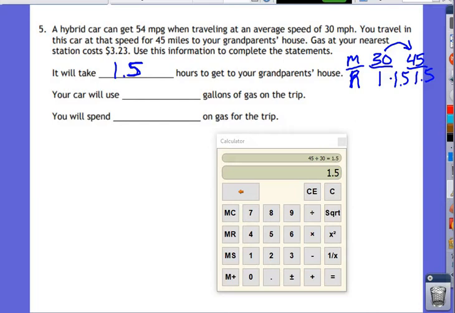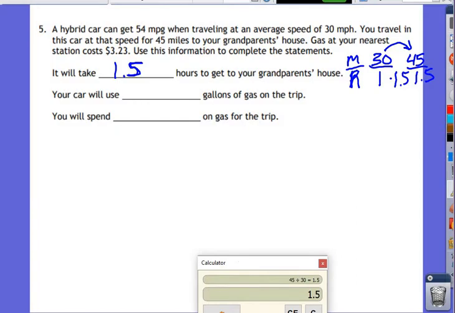The second statement says your car will use blank gallons of gas on the trip. Well, did they tell me how much gas mileage my car gets? Oh, it gets what does it get? 54. That's good, 54 miles in how many gallons? 1 gallon. Well, how many miles did it take to get to my grandparents' house? 45 miles. I don't know how many gallons it used.